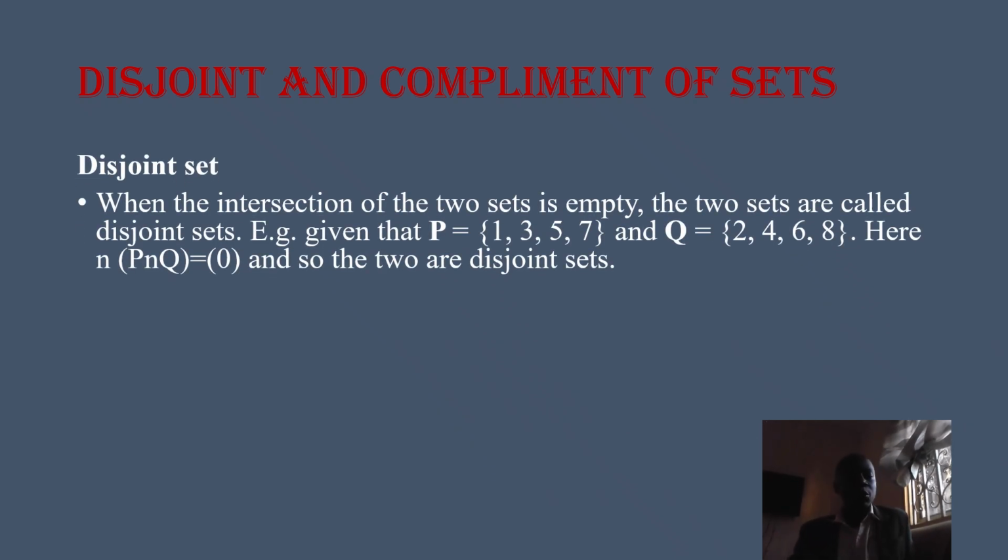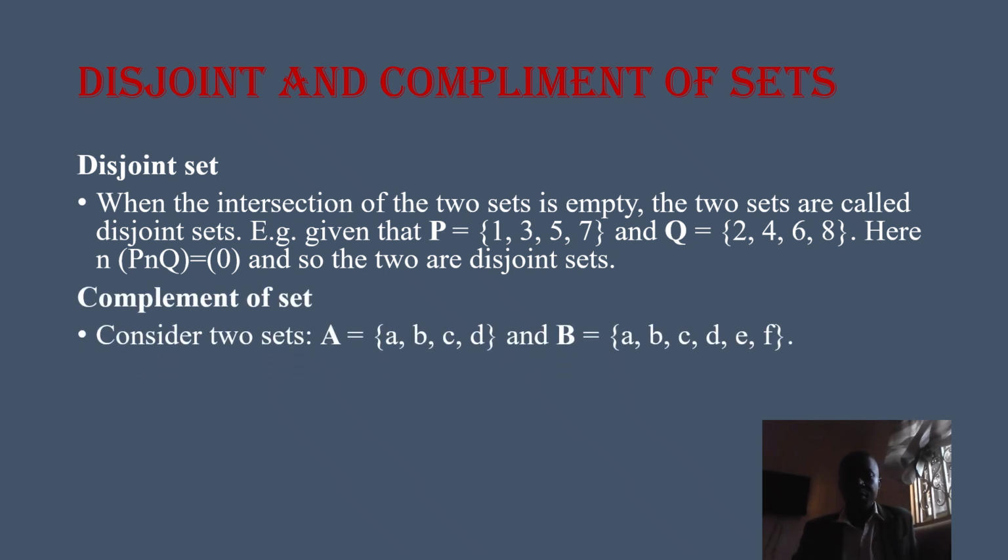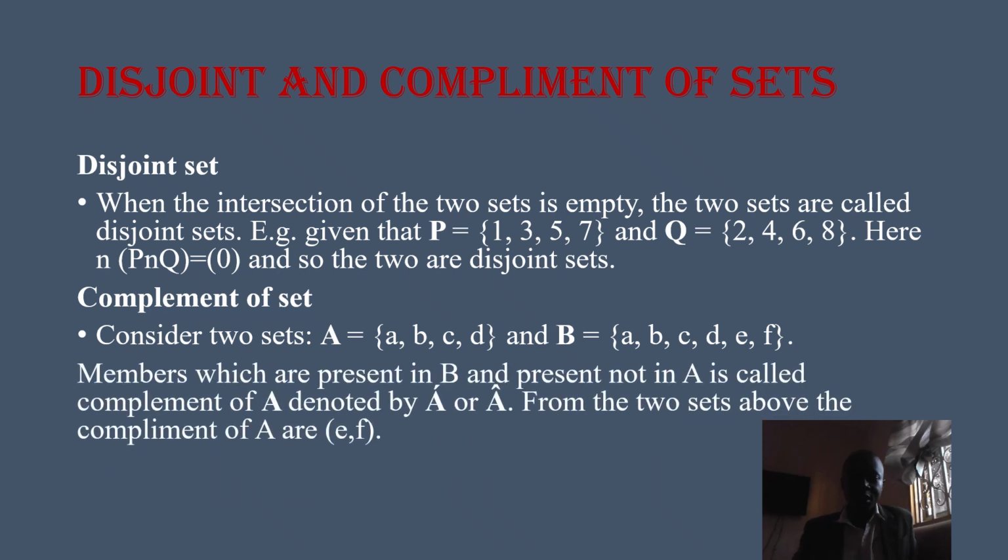So we have what we call disjoint and the complement of a set. When we talk about disjoint sets, in this case, when the intersection of the two sets is empty, the two sets are said to be disjoint. For example, given P as 1, 3, 5, 7 and Q as 2, 4, 6, 8, the moment we try to find the number of P intersection Q, it is 0. And in this case, therefore, P and Q are disjoint because they don't have anything that is in common. In other words, the intersection is 0.